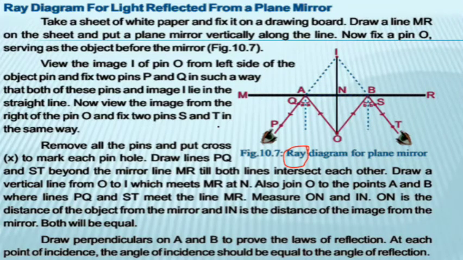So let's get started. For a ray diagram for light reflected from a plane mirror, you have to take a white paper and a drawing board. You have to fix that white paper with pins on the drawing board. Then first of all, you have to draw a line. You have to give the name M on one side and R on the other side of the line. Then you have to put a plane mirror here on the line. For example, from here up to here, there is a plane mirror.